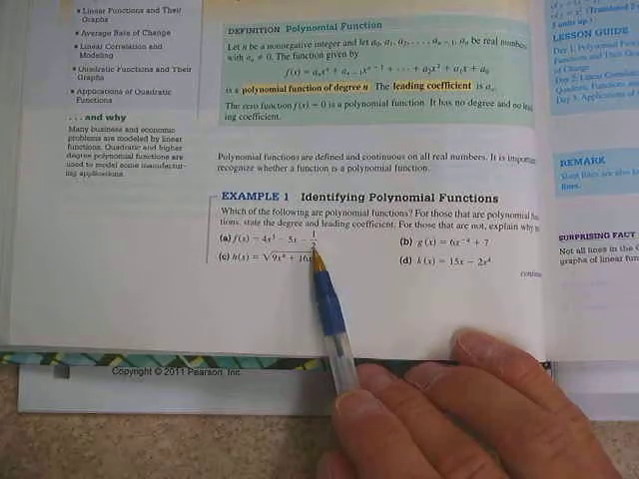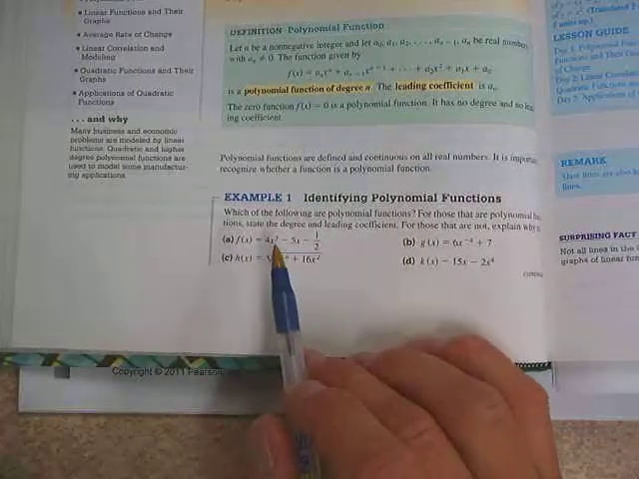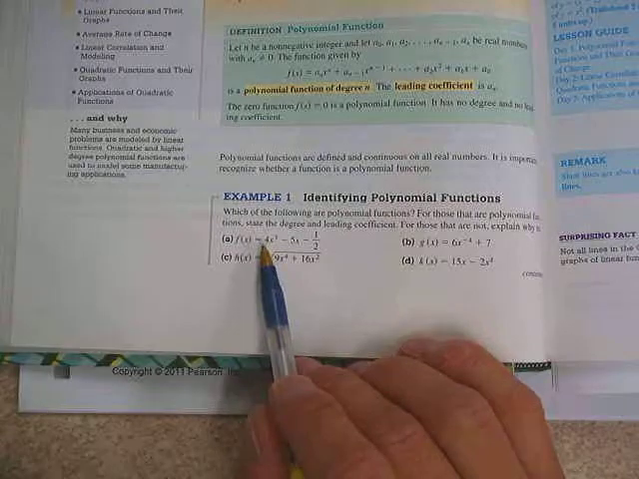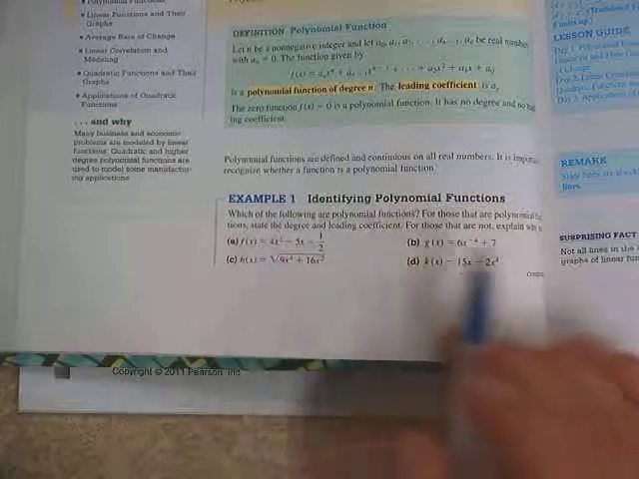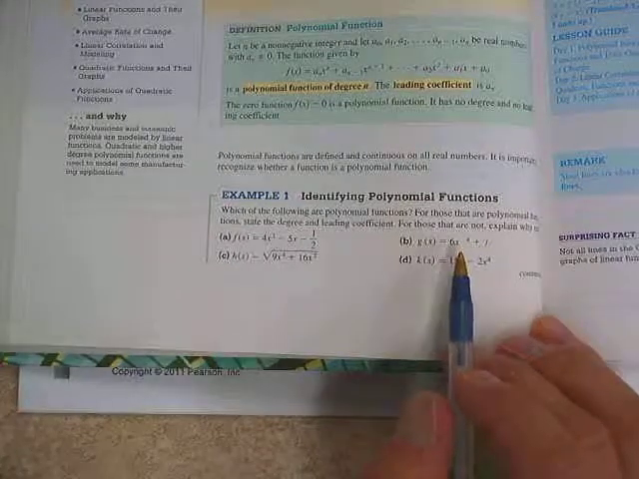Same thing in this case. We have a 5x term, and we have negative 1/2, of course, as our constant term. And so we would say that this is a polynomial. It's got degree 3. The leading coefficient is 4. And that would be that.